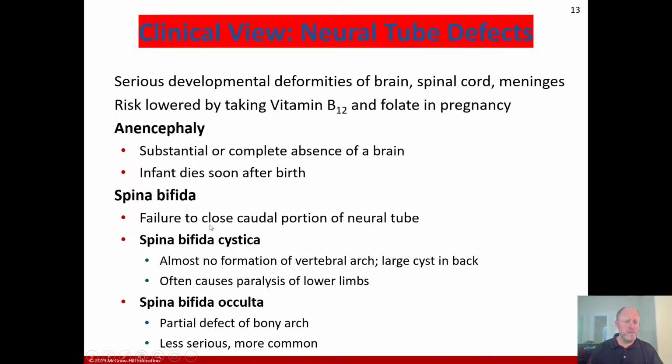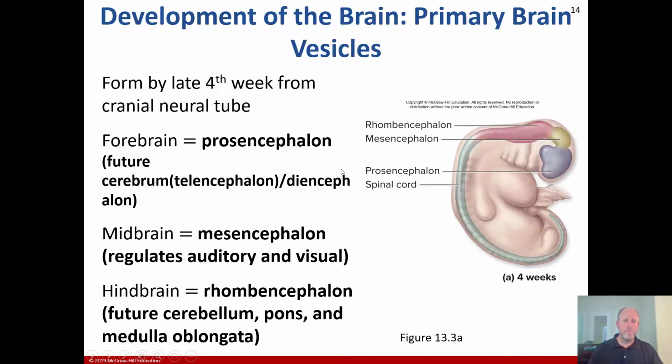Spina bifida, there's a failure to close the caudal portion of the neural tube. Spina bifida cystica is where there's almost no formation of the vertebral arch, and there's a large cyst in the back. This often causes paralysis of the lower limbs. Spina bifida occulta is a partial defect of the bony arch. It's less serious, but it's a lot more common.